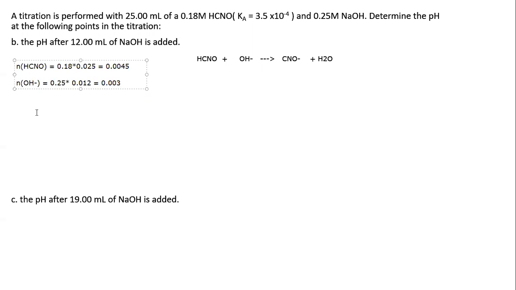So now when you look at this, you'll notice that the moles of strong base are less than the moles of weak acid. Therefore, that tells us that this is going to be in the buffer region of this weak acid strong base titration. And so for the buffer region, we need the pKa because we're going to be using the Henderson-Hasselbalch equation.